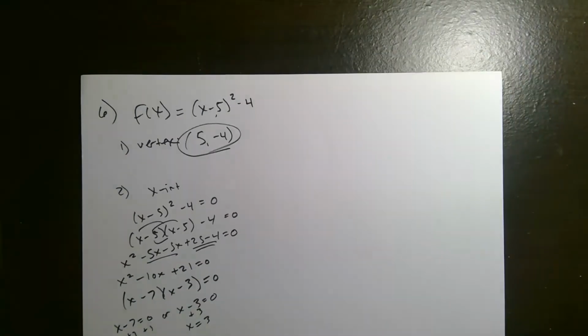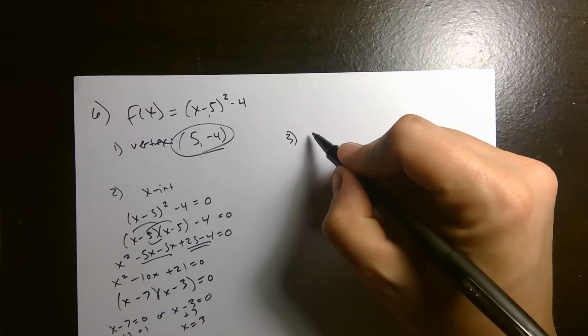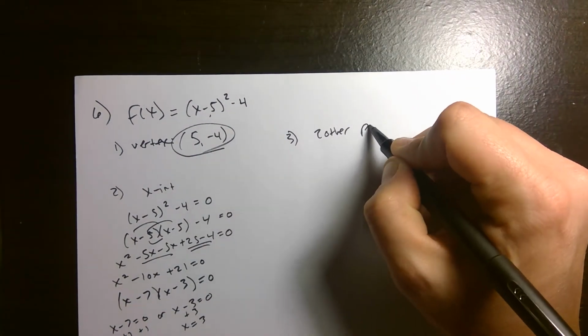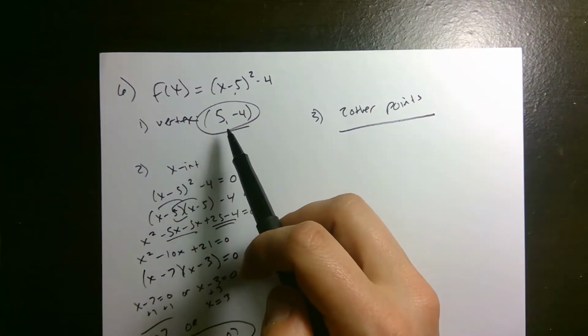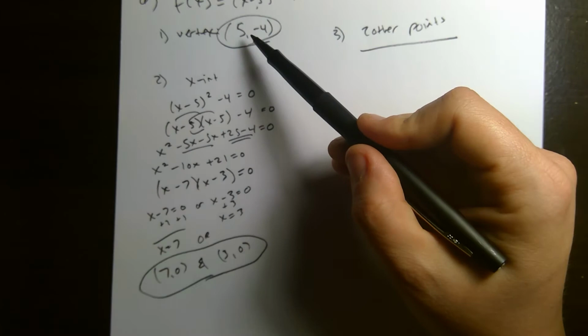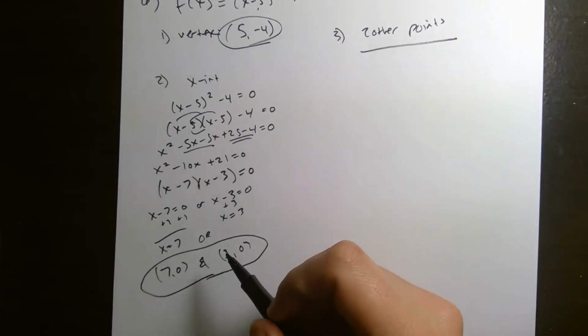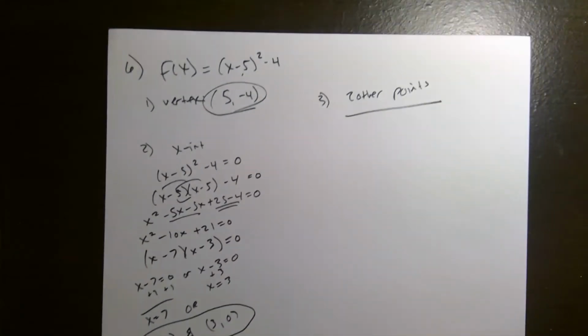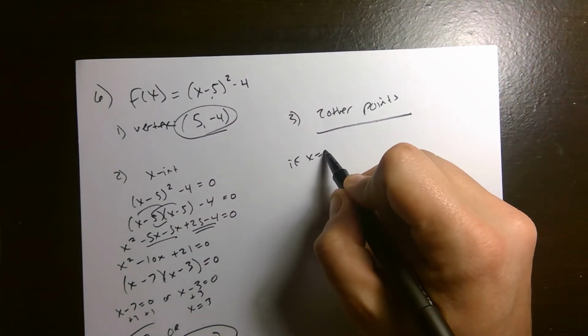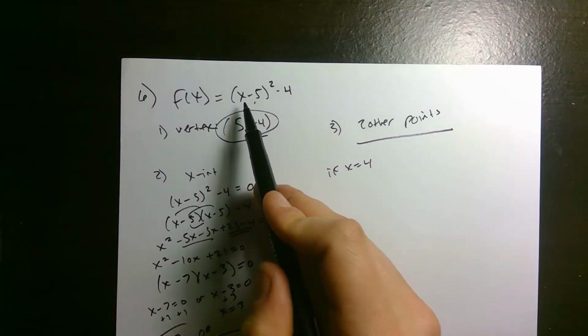Just to be safe, so I know what my graph looks like, step number 3 is, again, 2 other points. Again, my advice is this: go back to your vertex and say, okay, my x value is 5. Let's pick values close to 5. What if we picked 4 and 6? 4 is 1 less, 6 is 1 more. So what if x was 4? I'm going to take that 4 and put it right here.